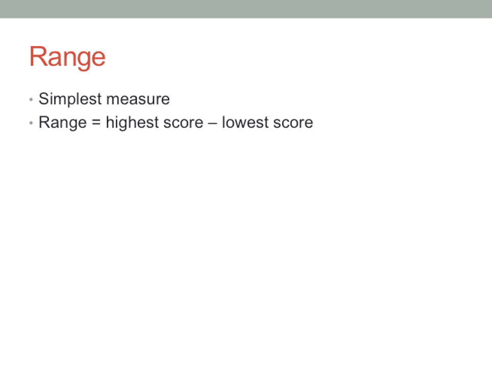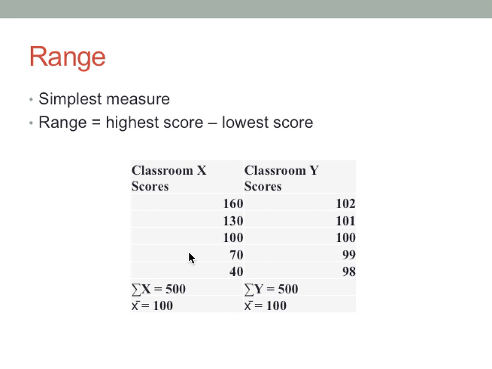So first up, let's talk about range. Range is our simplest measure, and it is simply the highest score minus the lowest score. So for classroom X, 160 minus 40 equals 120. Whereas for classroom Y, 102 minus 98 is 4. So you can see from that alone that classroom X has more spread out scores than classroom Y.